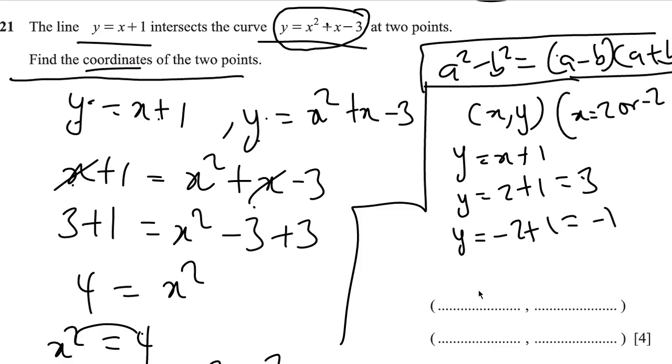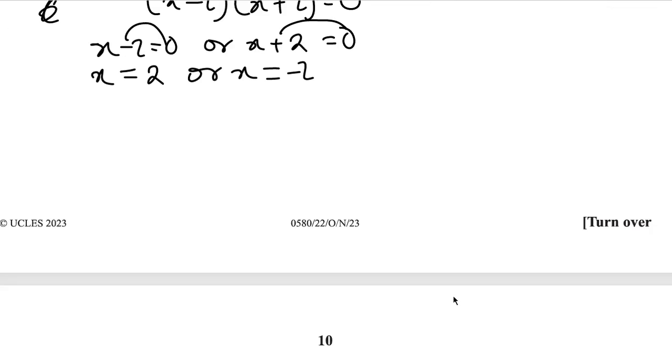Using the coordinate system, the left hand side corresponds to the x coordinate, then the y coordinate. So x is 2, y is 3. X is negative 2, the output is negative 1. And those are the two coordinates where the line y equals x plus 1 and the curve y equals x squared plus x negative 3 intersect, right?